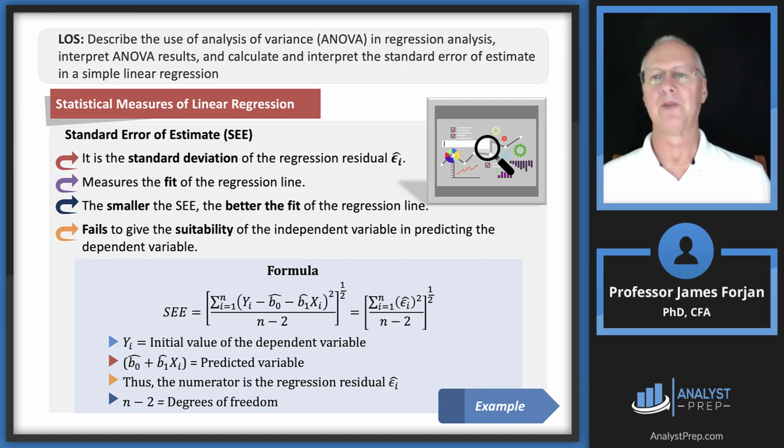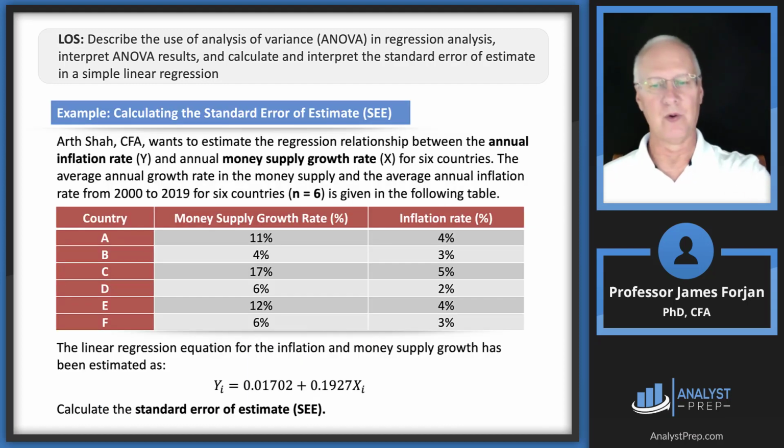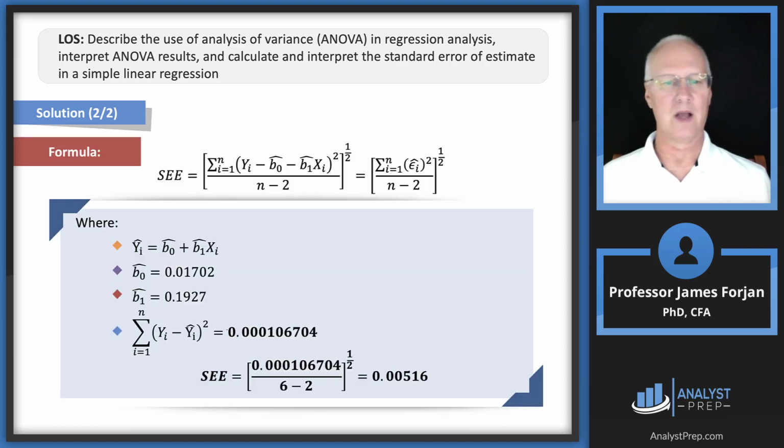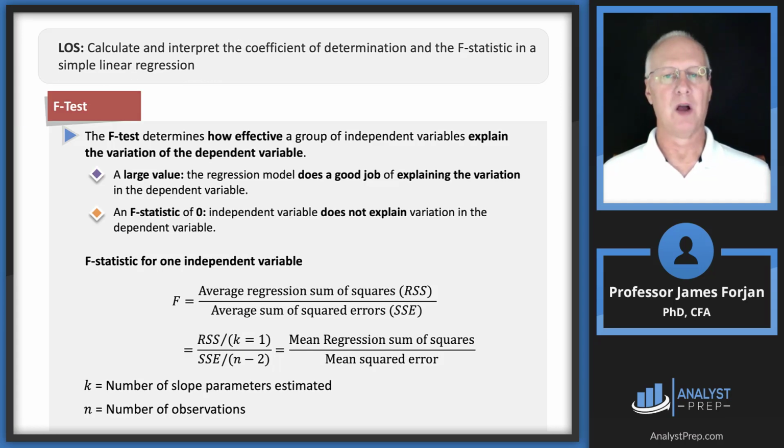Calculate and interpret the standard error of the estimate. So we just did that part of calculating it, and then as we went through all of the calculations, we did some interpretation. So there you go. Now remember, a few moments ago I said that the column on the right of the analysis of variance table is going to be important when we get to the F-test and the F-statistic. Well, here's this LOS: calculate and interpret the coefficient of determination and the F-statistic in a simple linear regression.